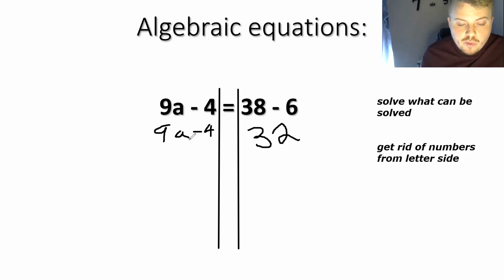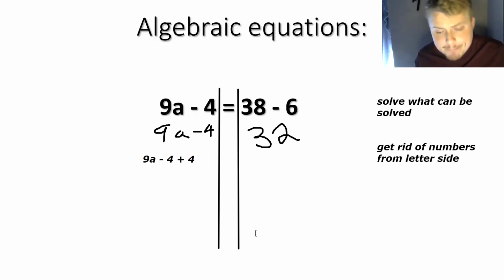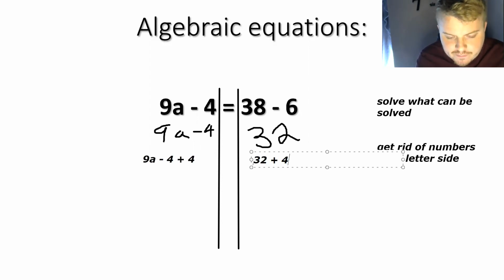Okay, at the moment, we've got times 9 and subtract 4. I get rid of the 4 first because it's less involved with the A. To get rid of the 4, I've got to do the opposite. It's currently subtract 4. So now let's do add 4. That becomes 9A subtract 4, add 4. But because I added 4 to the left side, I must add 4 to the right side. 32, add 4.